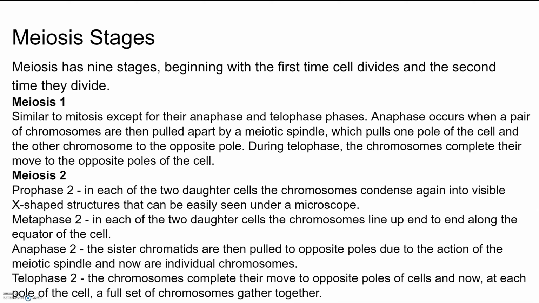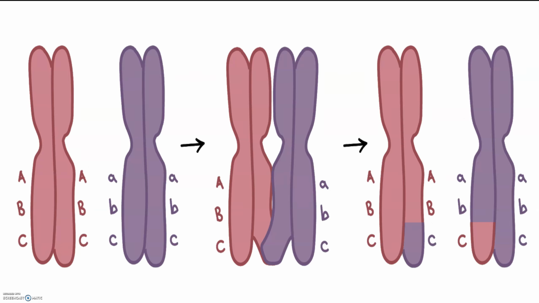Meiosis 2. Prophase 2. In each of the 2 daughter cells, the chromosomes condense again into visible X-shaped structures that can easily be seen under a microscope. Metaphase 2 is when, in each of the 2 daughter cells, the chromosomes line up end to end along the equator of the cell. Anaphase 2. The sister chromatids are then pulled to the opposite poles due to the action of the meiotic spindle, and are now individual chromosomes. Telophase 2 is when the chromosomes complete their move to the opposite poles of the cells, and now at each pole of the cell, a full complete set of chromosomes gathers together. So here we see an image of where mitosis actually takes place.